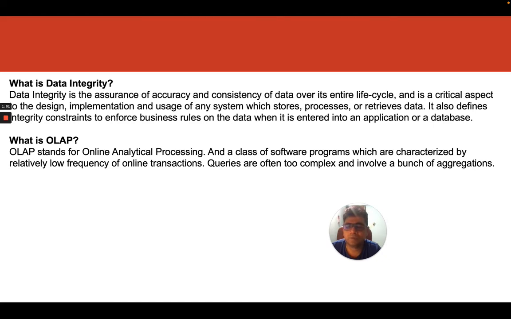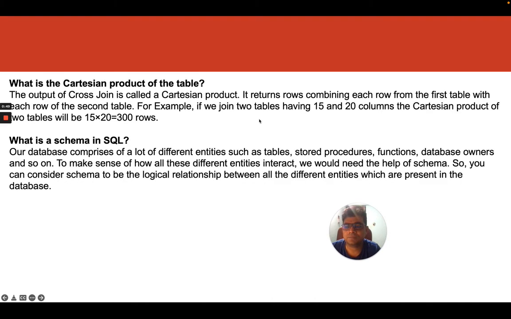What is OLAP? OLAP stands for Online Analytical Processing and is a class of software programs which are characterized by a relatively low frequency of online transactions. Queries are often too complex and involve a bunch of aggregations. What is the Cartesian product of a table? The output of a cross join is called the Cartesian product.